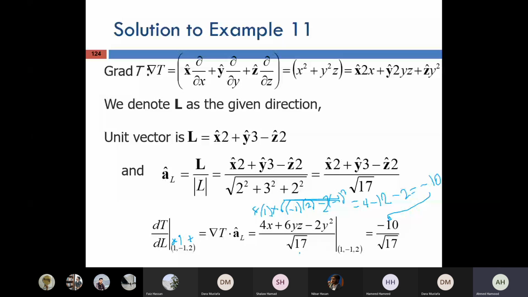Is it clear? This is a very important example. I repeat it, this example is very important. Please, you have to practice the same example also, maybe later at your home.